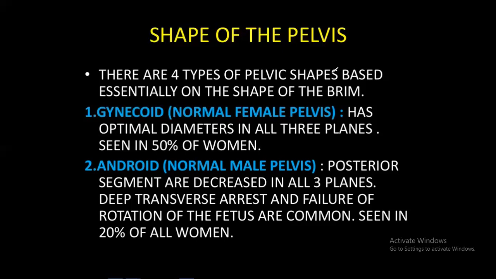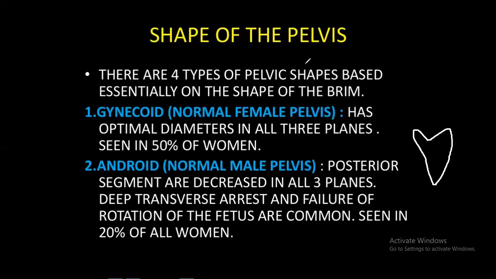Then the next one is going to be the android. The android type of a pelvis is the normal male pelvis, where it's going to look more or less like this. This android type of a pelvis has an inlet which is heart-shaped, and the anteroposterior diameter is more than the transverse diameter, right?